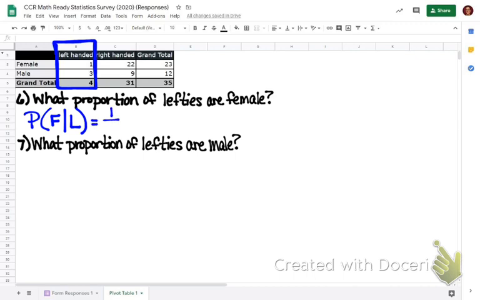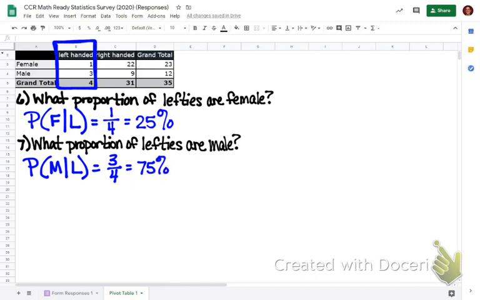Well, there is 1 female out of all the left-handed people, which is 4, and so that would be the same as 25%. And then I come down and answer the question about what proportion of lefties are male. So again, I am restricting my view to just people that say they are left-handed, and I want to know which ones are male. So male, given that, or restricted to only people that are left-handed. 3 out of the 4 people that said they were left-handed also indicated they were male. And so that would be 75%.